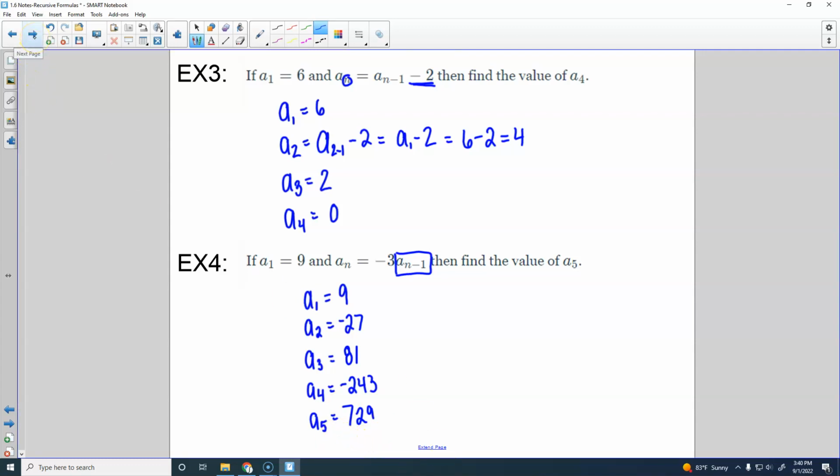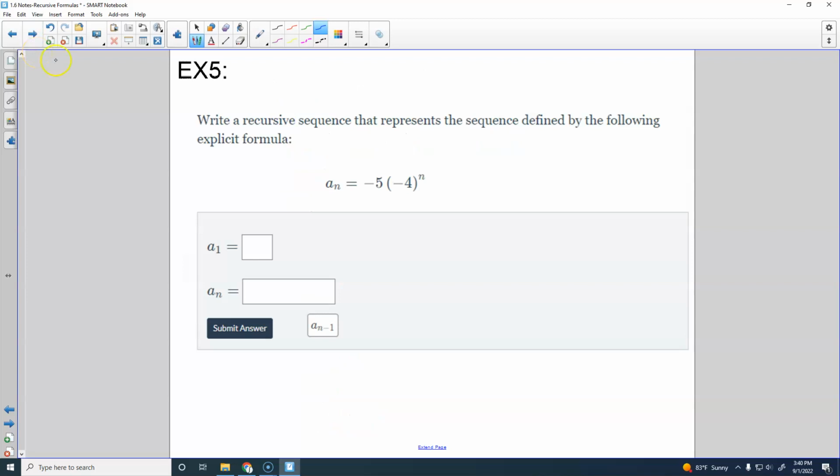Okay. Our next type of problem that we're going to see is we're going to be asked to write a recursive sequence that represents the sequence defined by the following explicit formula. So this is giving us an explicit formula, and we need to go to a recursive formula. So what I'm going to do for this is I'm going to make myself a table. So if I have n and a sub n here, I'm going to start with 0 here, but you could just start with 1 in this case.